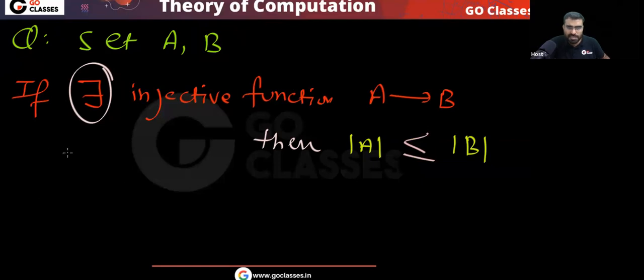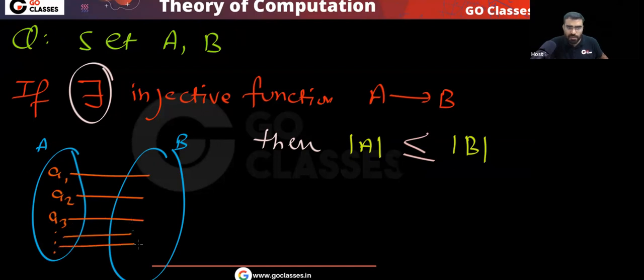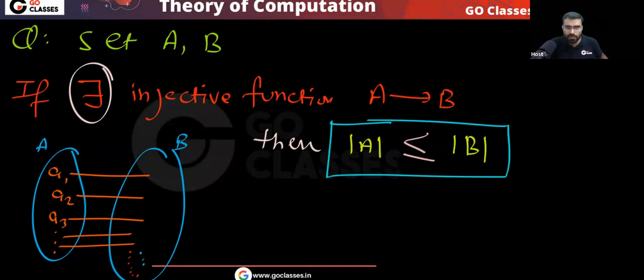If there exists an injection, this is your set A, this is your set B. There exists an injection from set A to set B. This is the type of injection you have. In B, there may or may not be extra elements. So I can say that the cardinality of A will be less than or equal to the cardinality of B.